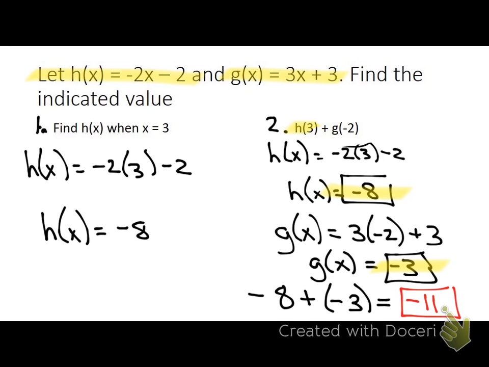What if there was a subtraction sign right here? Then you would just subtract your answers, and then it would be a double negative. Okay, what if it was a multiplication? Then you would just multiply your answers, okay? So just get your answers, and then do the operation that connects them.